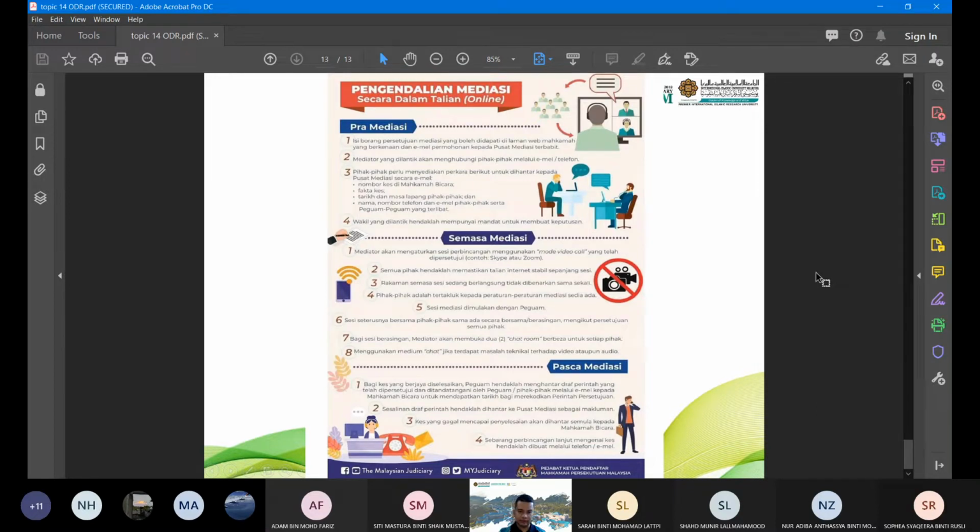Although it is done online, you can see that the processes are there, and if people want to settle their disputes not through the courts, but through a court-mediated process, then before mediation you have to fill up some forms, and then the mediator will be appointed, and then the parties will have to send all these documents to the court online by email.